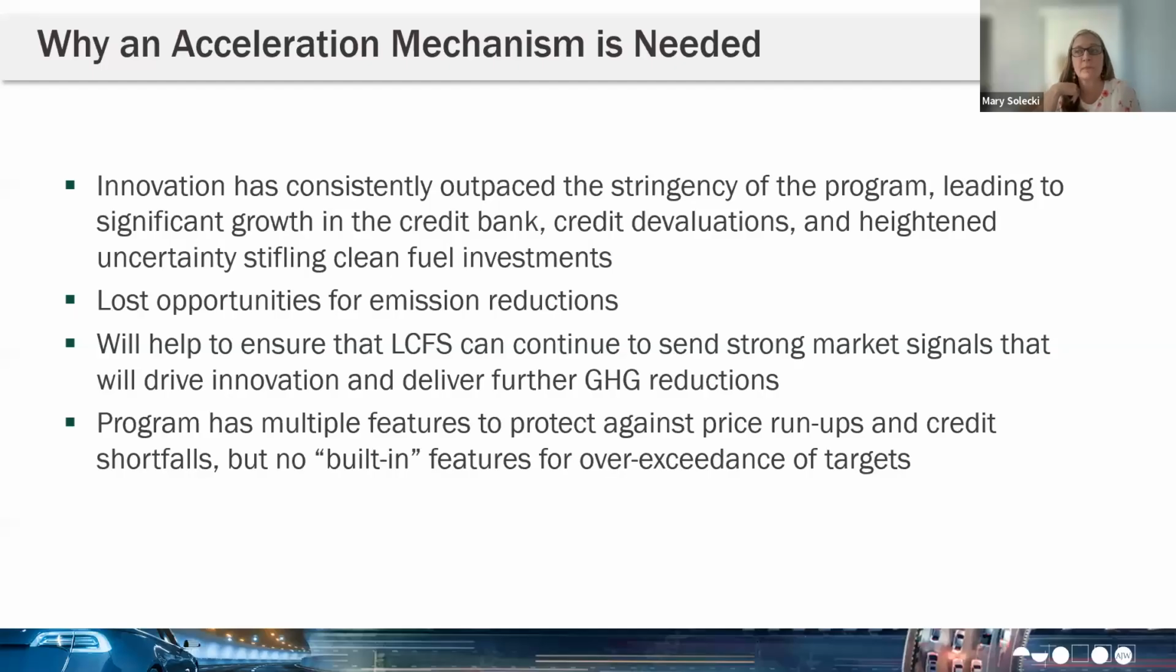Next slide, please. The CARB team has already covered this part in their presentation, but I'll just add that an acceleration mechanism is in keeping with the spirit of the original goals of the LCFS, which is to spur market innovation and transformation in transportation fuels.